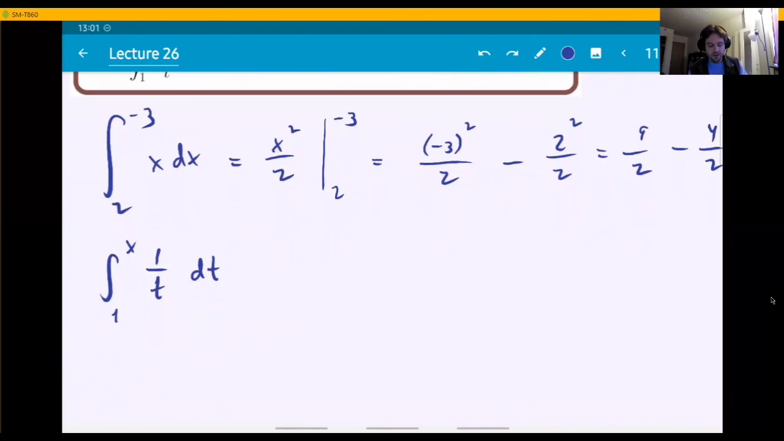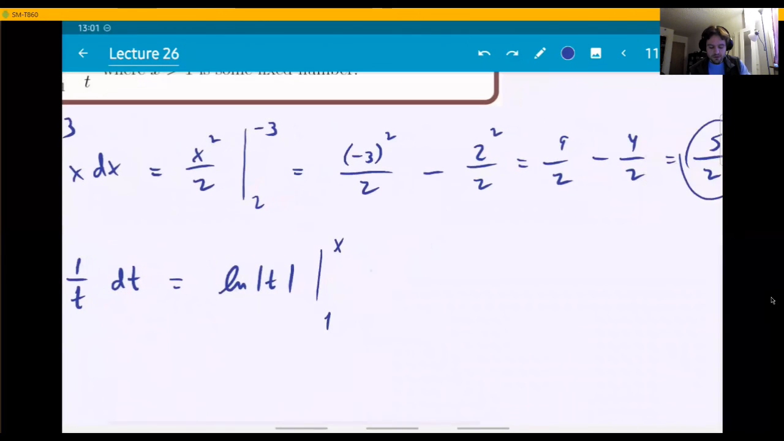How does that work? What is a function whose antiderivative is 1 over t? ln of absolute value of t. Sorry, whose derivative is 1 over t. That is a function that works, and then you have to do that between 1 and x. You technically don't need the absolute value because these guys are all positive anyway. So this is going to be ln x minus ln 1, which is just ln x.